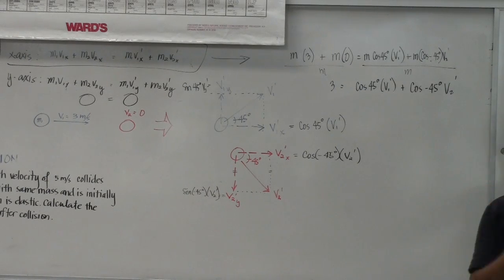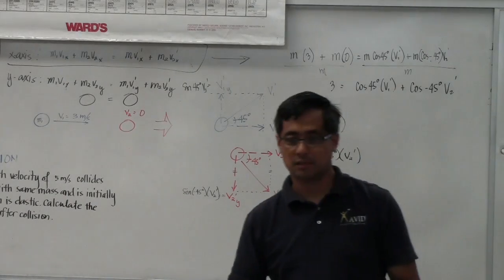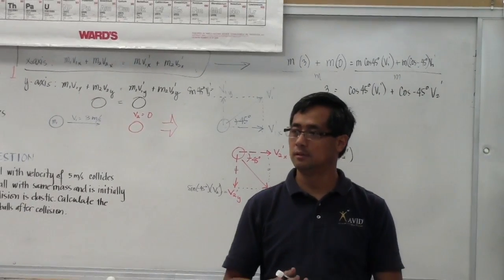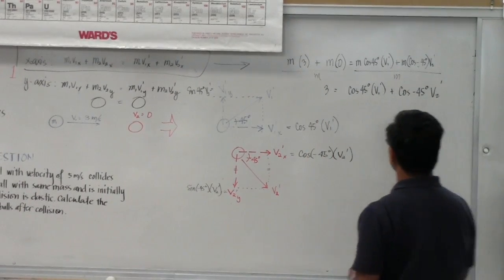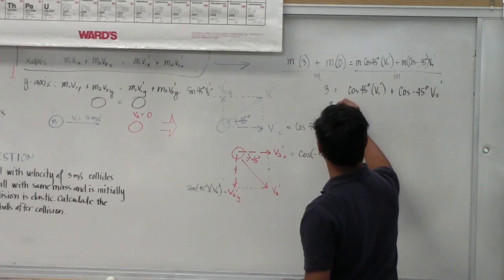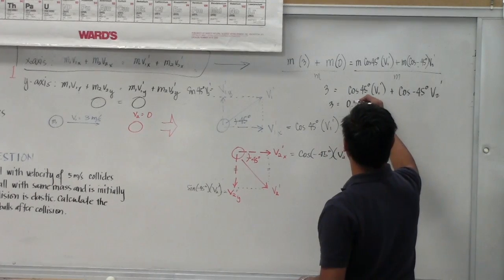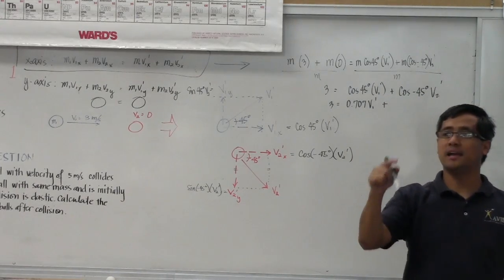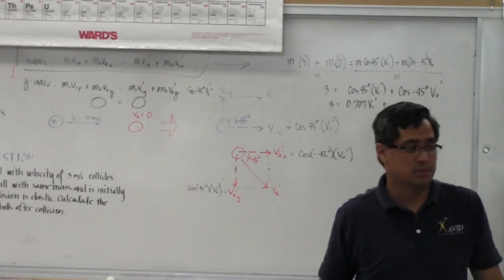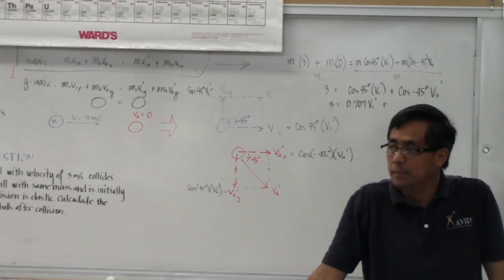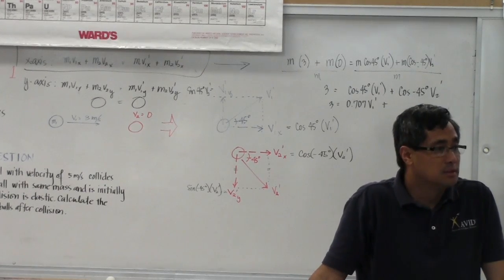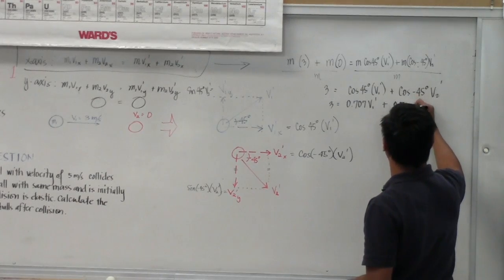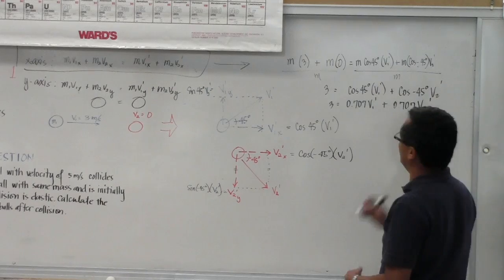Okay, can somebody get their calculators, please? Can you give me cosine 45? 0.707 V1 prime. Okay, cosine negative 45 degrees. Make sure you plug in negative 45 degrees. It still stays the same. So it's going to be 0.707 V2 prime.